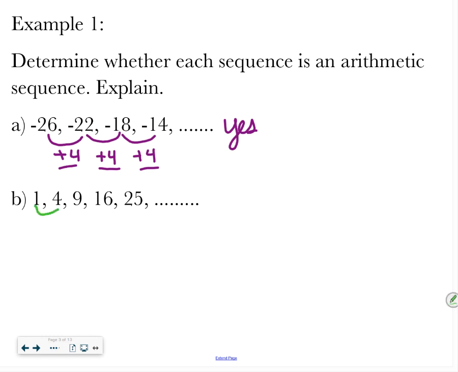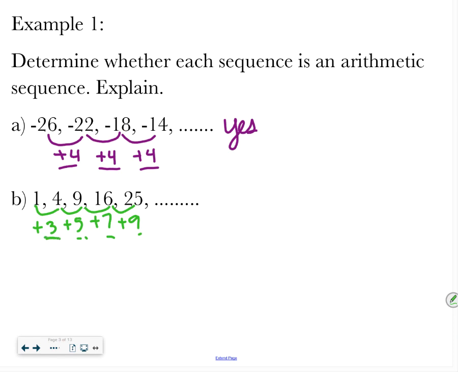To go from 1 to 4, I have to add 3. From 4 to 9, I have to add 5. From 9 to 16, I add 7. 16 to 25, I add 9. So I'm going up by 3, 5, 7, 9. I'm seeing a pattern here. These are all going up by 2, so is this arithmetic?